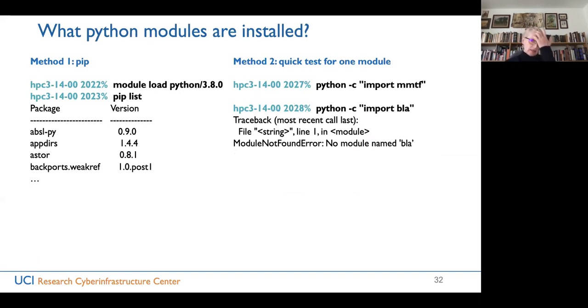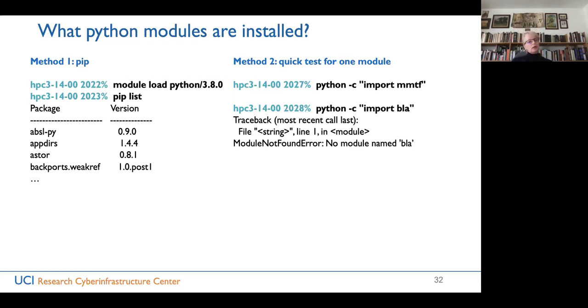With Python it is a lot easier. You can use the command pip. You load whichever Python you want, and then you just say pip list, and it will provide you with the listing of all the packages that are installed and with their versions.